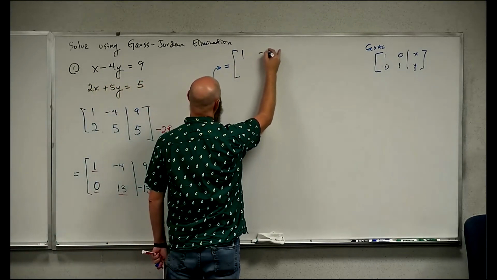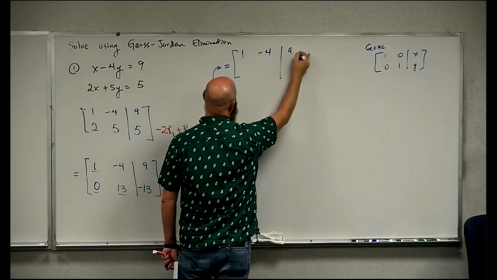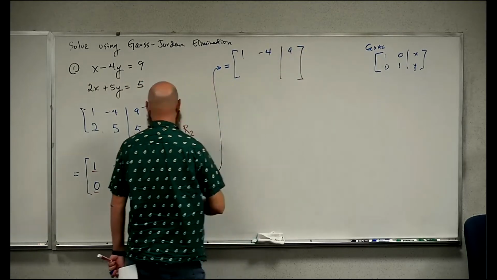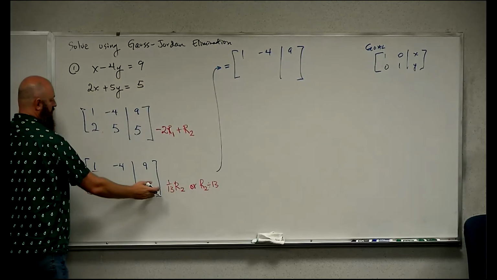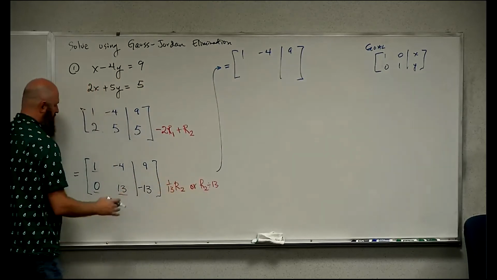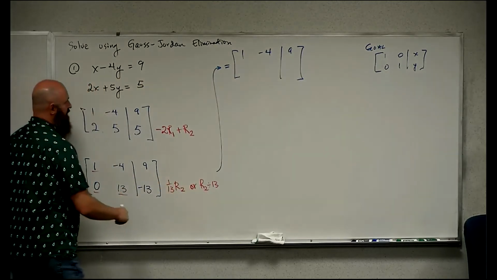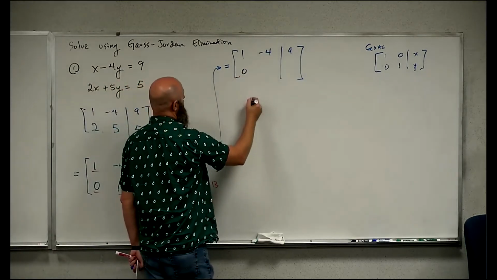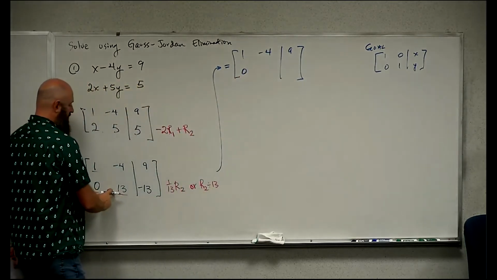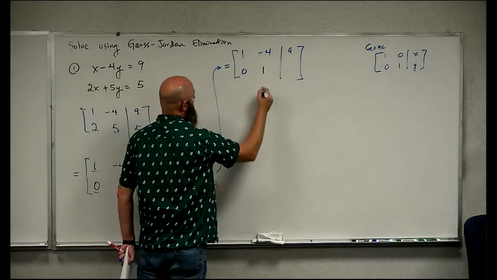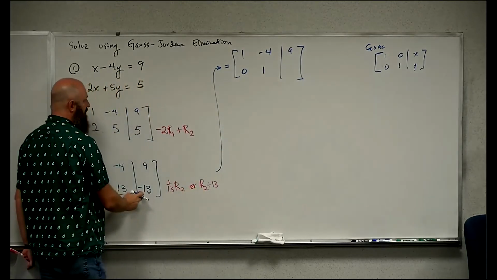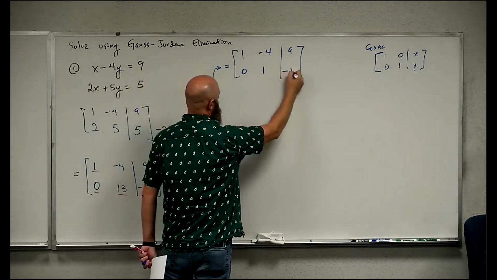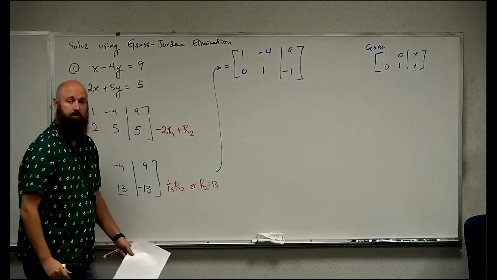So 1, negative 4, and 9. And then row 2, we're just going to say divide by 13 to make it easier. 0 divided by 13 is 0. 13 divided by 13 is 1. Negative 13 divided by 13 is negative 1. Okay.